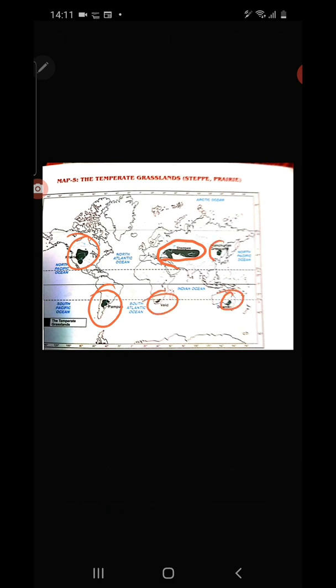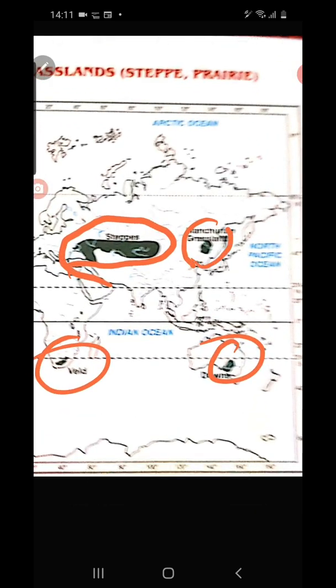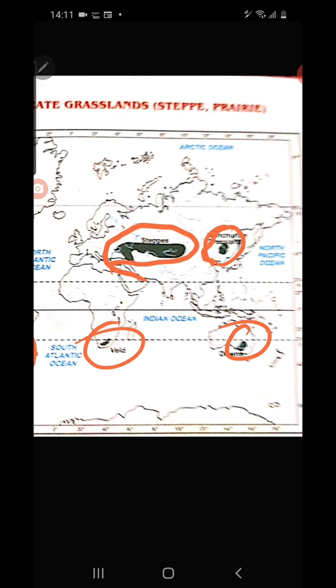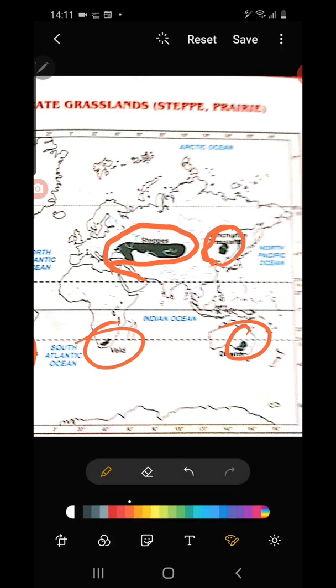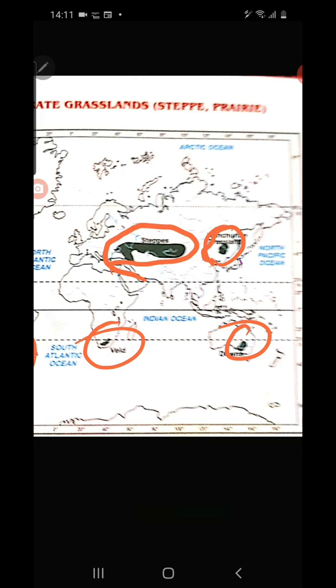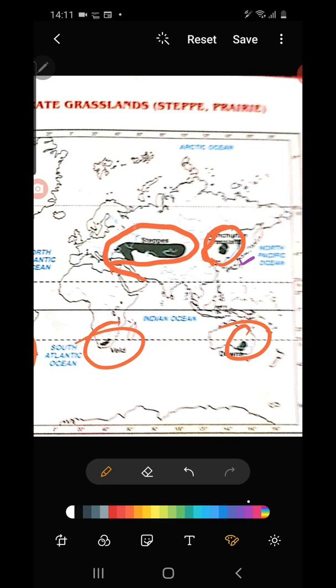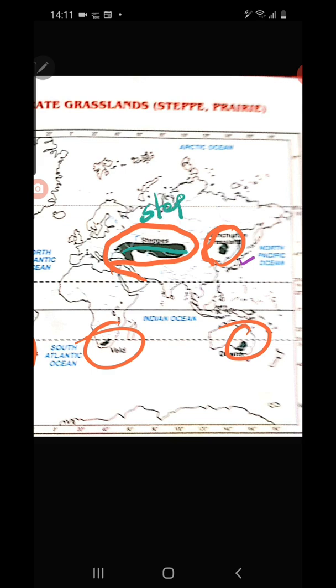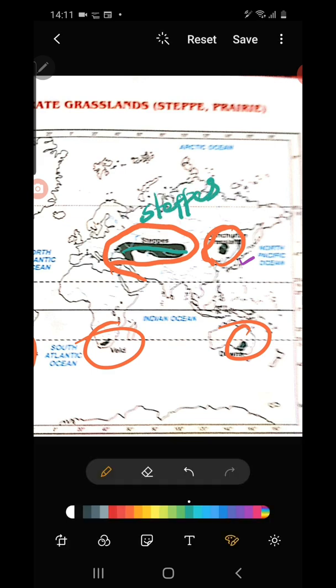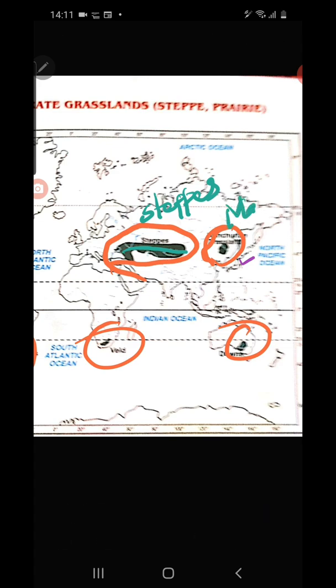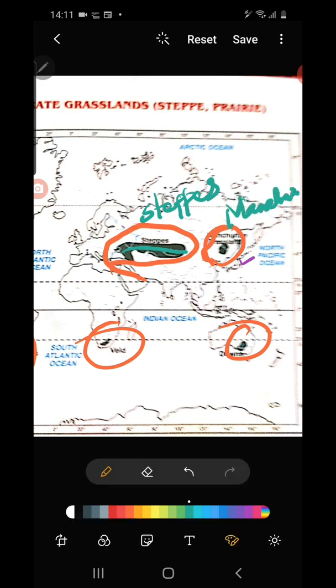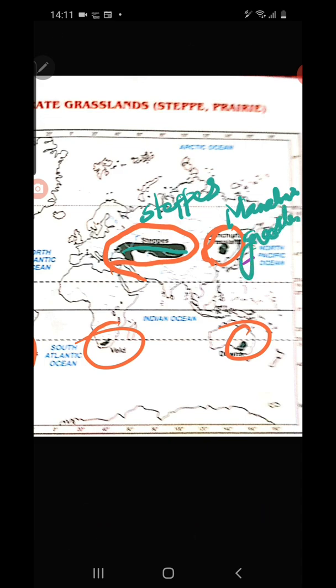Then here, this is the Manchurian grassland. This is in China. So temperate grassland in China is known as Manchurian grassland. Then temperate grasslands in Europe and Asia are lying together in a line. So temperate grassland in Asia and Europe together is known as steppes. These are known as steppes. Then in China, it is known as Manchurian grasslands.